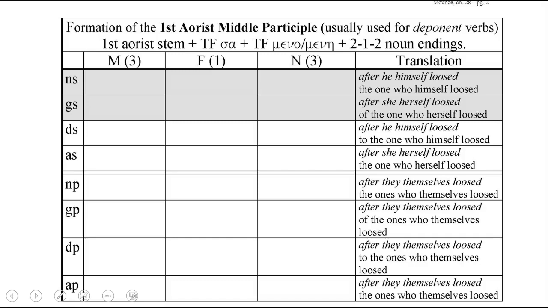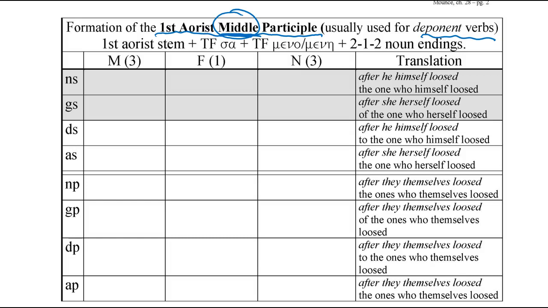The next paradigm chart is the aorist middle participle. And notice that this is the middle form. The aorist has a separate passive form. The first aorist middle participle is used mostly for deponent verbs. So if you have a deponent verb and you want to use the aorist participle of that, the first aorist middle participle is likely the form that you'll use. And the passive participle is a separate paradigm that we'll go over after this one.